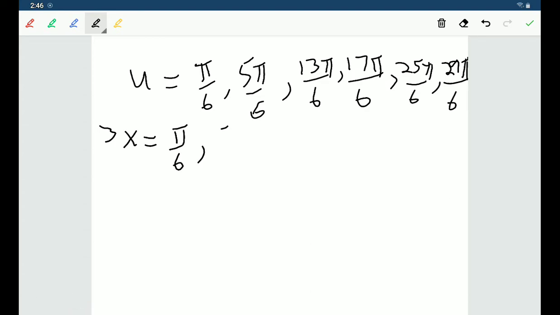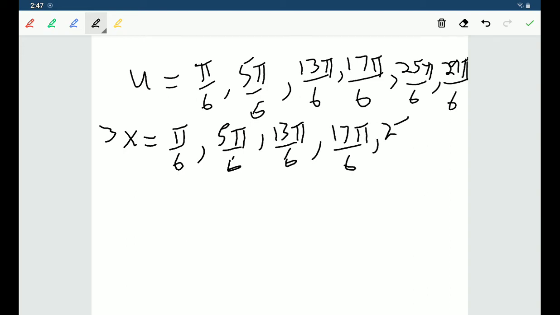3x is pi over 6, 5 pi over 6, 13 pi over 6, 17 pi over 6, 25 pi over 6, and 29 pi over 6. And of course, if I wanted to solve for x, which is what I'd like to do, then that means I need to divide everybody by 3.